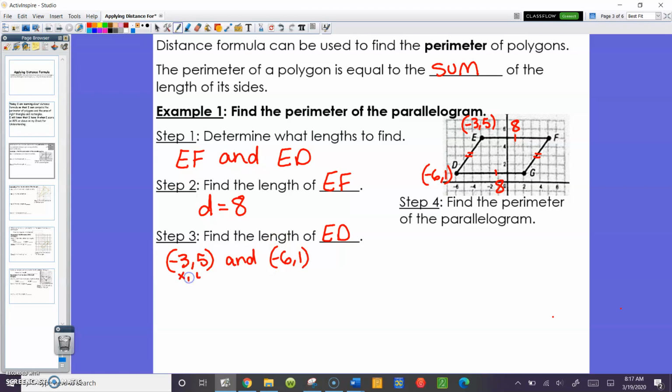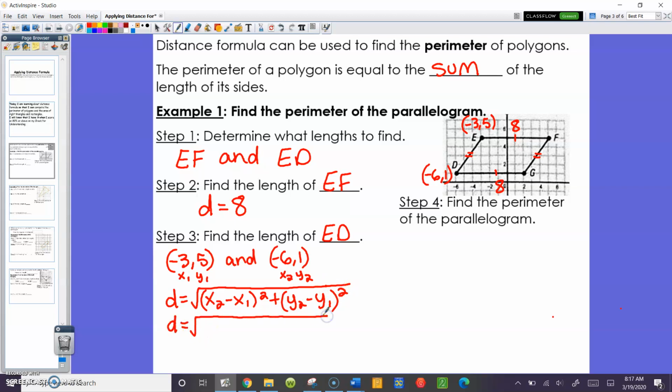I'm going to make this my x1, y1, and my x2, y2. Let's write down our distance formula. Now all we have to do is substitute those values in. Our x2 is -6 minus our x1, which is -3. Our y2 is 1 minus our y1, which is 5. Let's simplify the parentheses. -6 plus 3 is -3, and 1 minus 5 is -4.